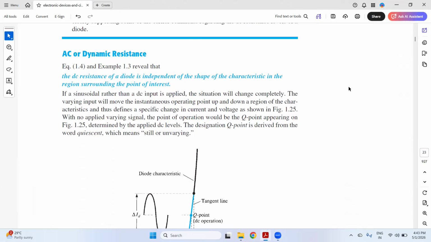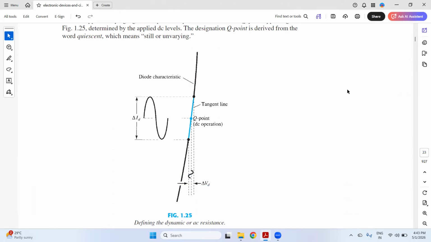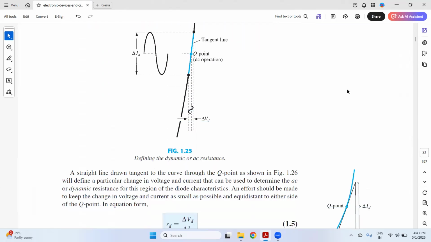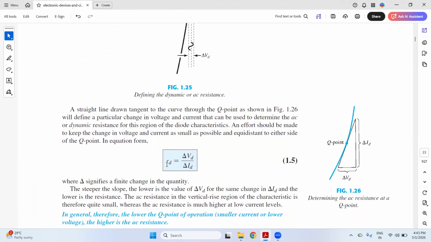Now, what is the AC or the dynamic resistance? So when the AC current is applied, then we talk about the AC resistance. So you can get the formula. The AC resistance is denoted by rd, which equals the change in voltage across the diode over the change in current through the diode. Delta denotes the change.